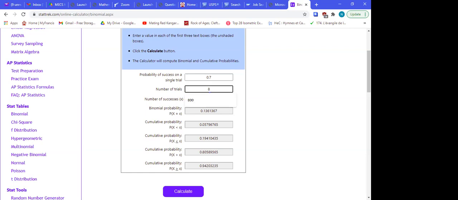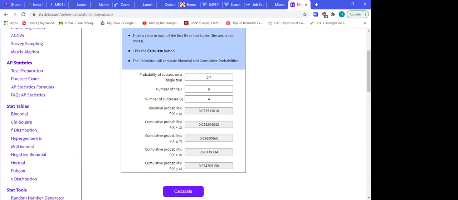What do you think we can change it to? 6 did not work. 10 worked, but we are not sure it's the minimum. 8 does not work. What should we try? Try 9, because we are looking for the minimum number of trials. We don't want to buy more seed than what we need. Does 9 work? 9 is working.